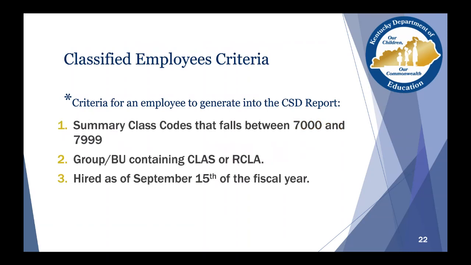The criteria for someone to actually generate into this report is that they have a summary class code that falls between 7000 and 7999, they have a group unit containing CLAS or RCLA, and that they are hired as of September 15th of the fiscal year.